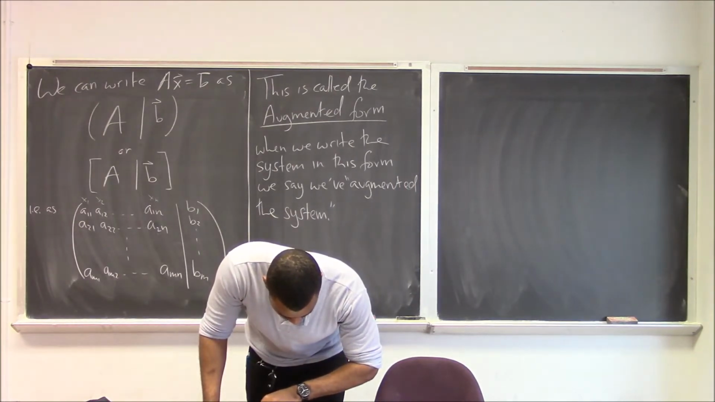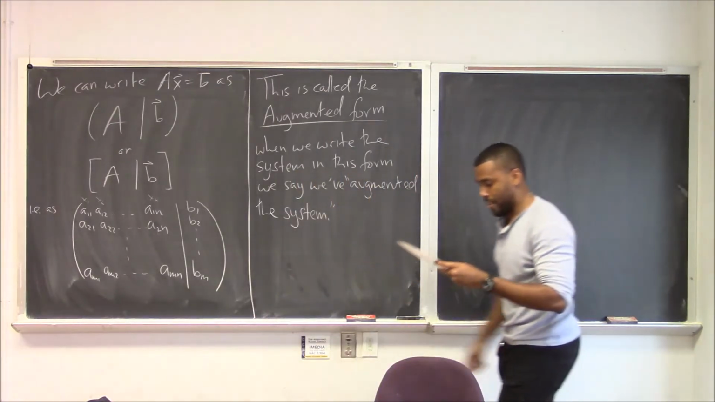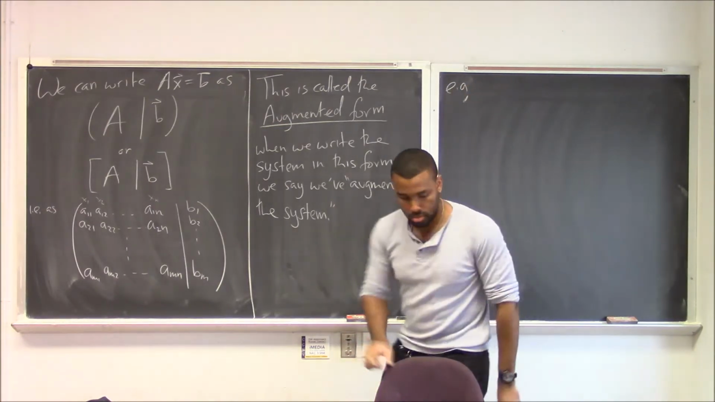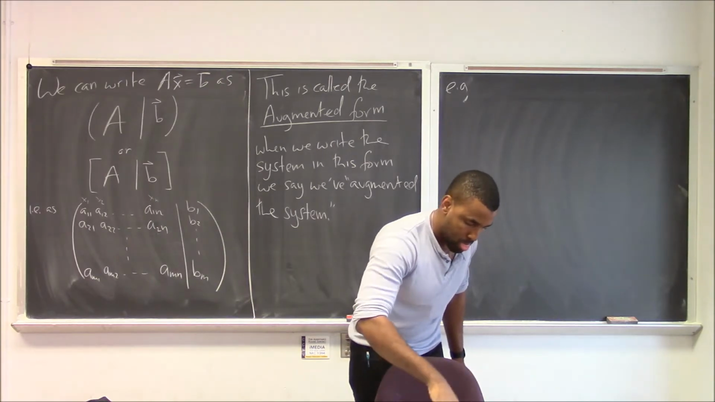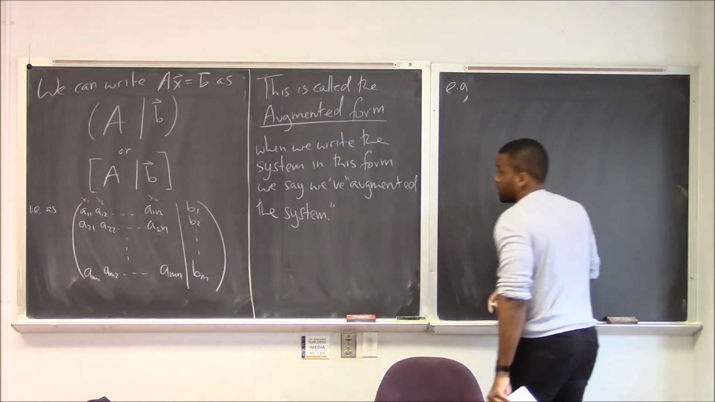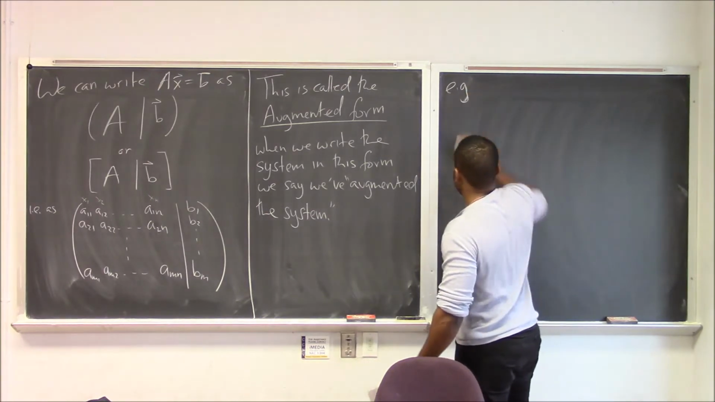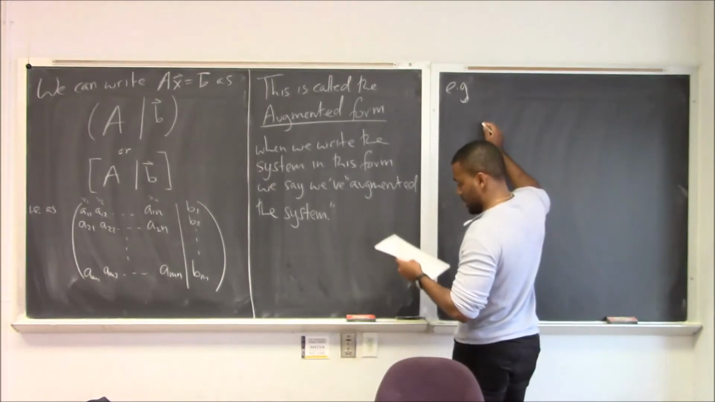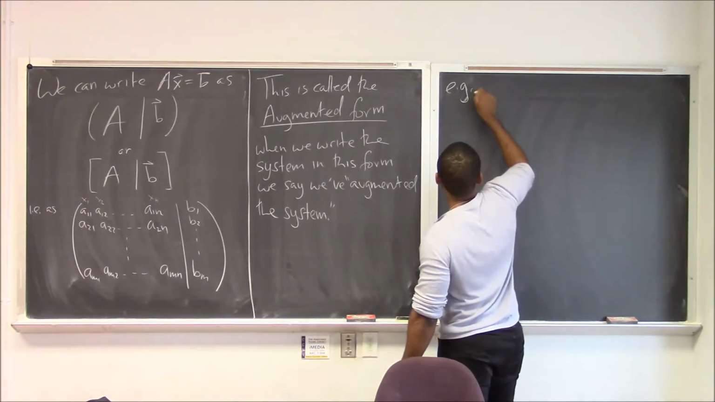Let's make sure we actually know how to do that. So let's just do an example so far. This is just definitions. This is just how we can write things down, and I want you to know the names that I call everything, so if I say it, you'll know what I'm talking about. Write the following in matrix form and augmented form.